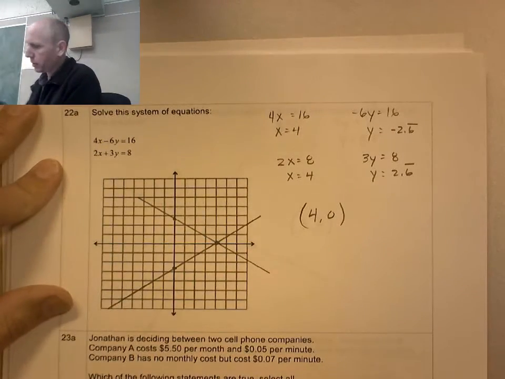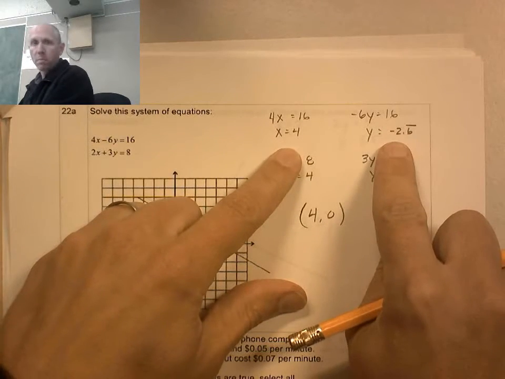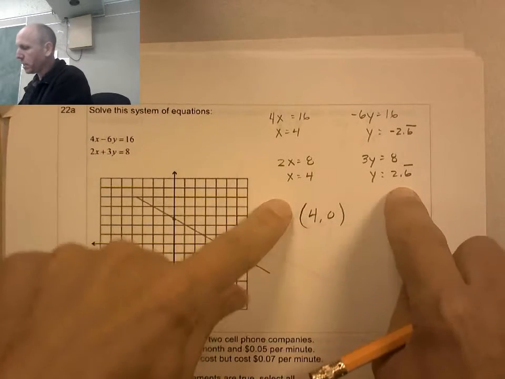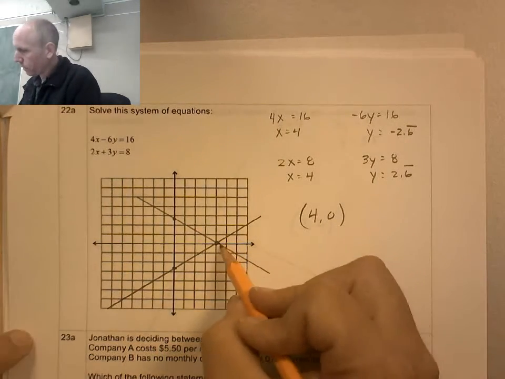2 equations. They're both in standard form. I take the standard form, split them into mini equations. I plot the intercepts and I draw the line. Standard form, mini equations. Plot the intercepts, graph the lines. Looks like it comes together at 4, 0.